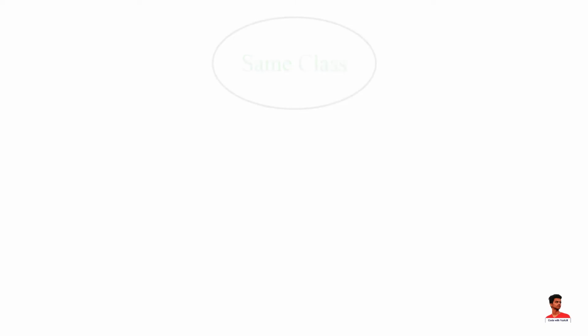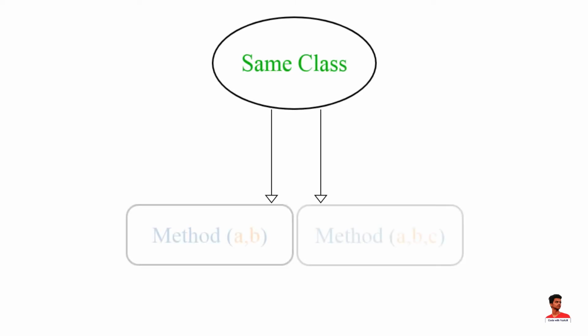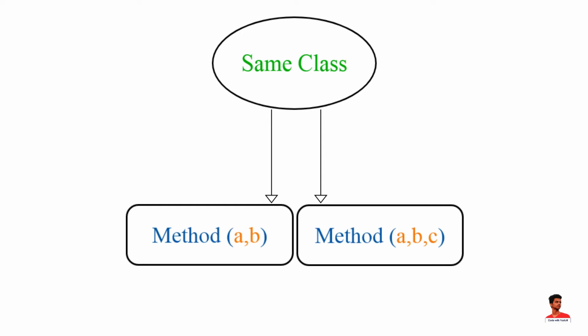In Java, two or more methods may have the same name if they differ in parameters. These methods are called overloaded methods, and this feature is called method overloading.